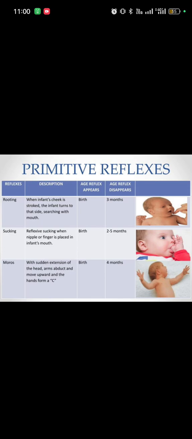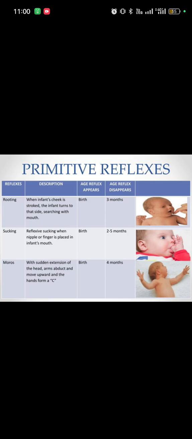Next, the sucking reflex. If you place anything in the infant's mouth, nipples or finger, it starts to suck. That is the sucking reflex. It appears at birth and disappears at 2 to 5 months.